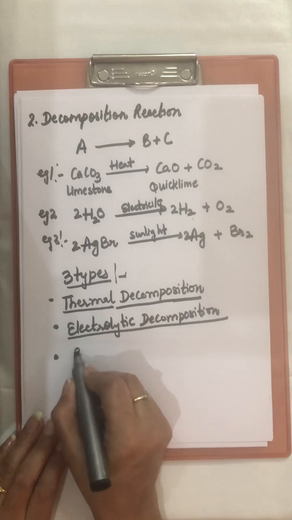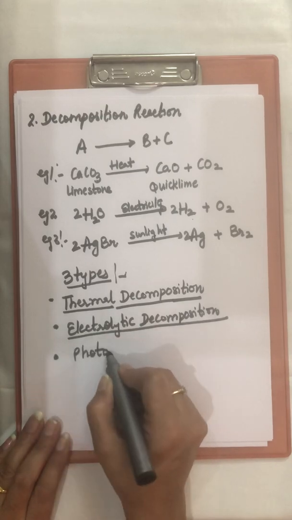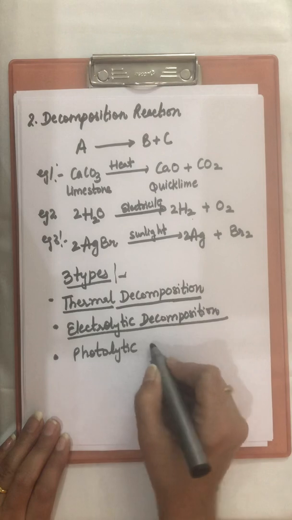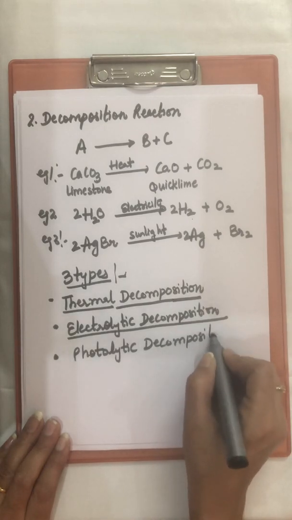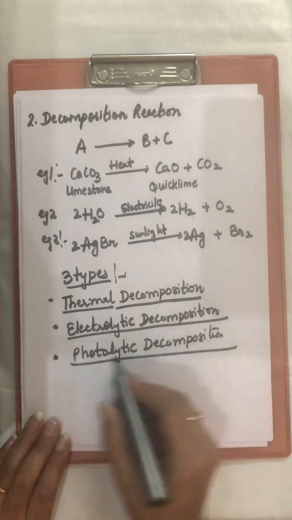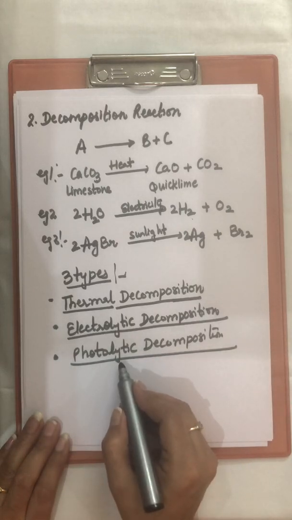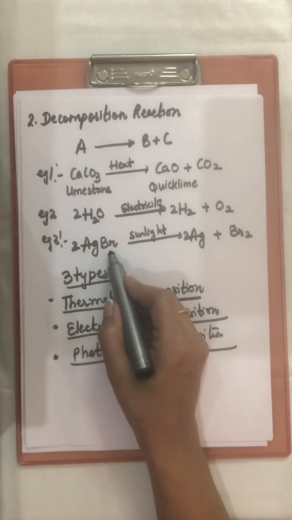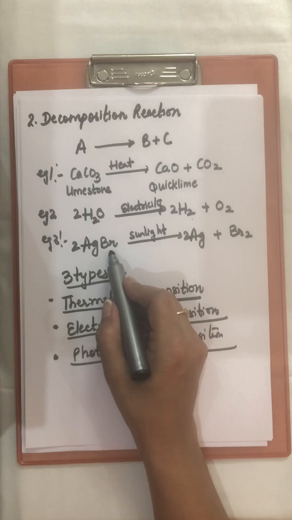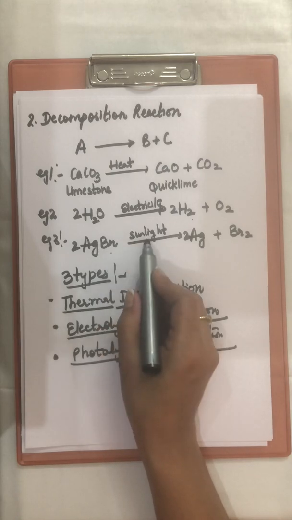Third type of decomposition is photolytic decomposition. Photo means light, lytic means breaking. With light, the compound breaks, decomposes. This is an example of photolytic decomposition because silver bromide decomposes in presence of light only.